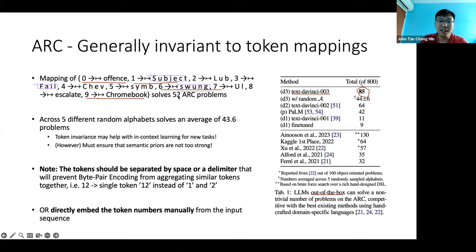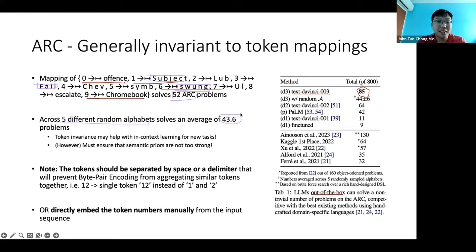So you can see, look at this dip in performance. If you just use 0, 1, 2, 3, 4, you get 52 problems solved. That's around the same as the 50 problems that I saw. Across 5 different random alphabets, you solve 43.6 problems. Can y'all see something here? There's a drop in performance if you use random tokens. So rather than saying that there's a drop when you use random tokens, the authors have chosen to say that it retains some performance when you use random tokens.